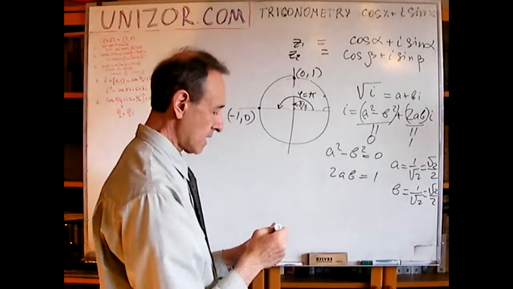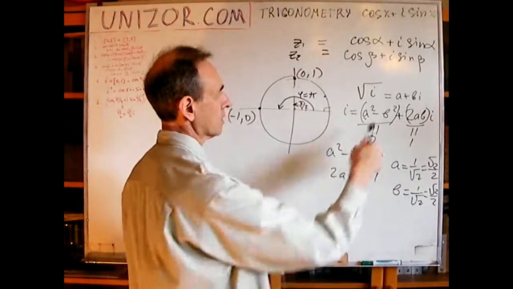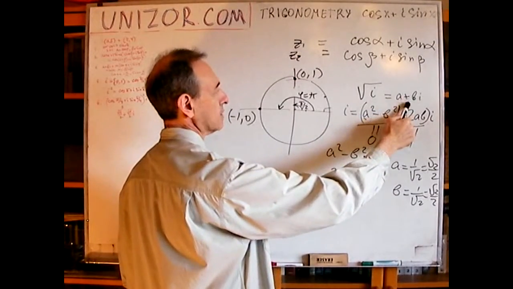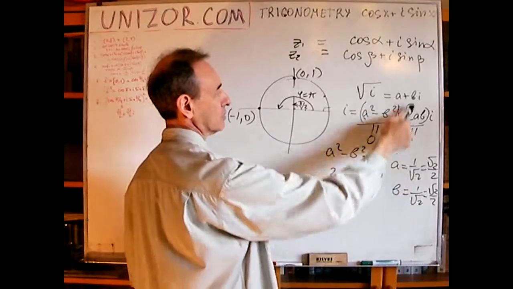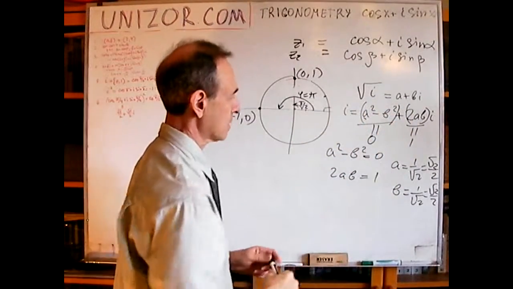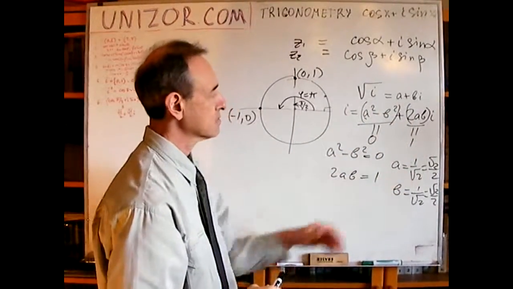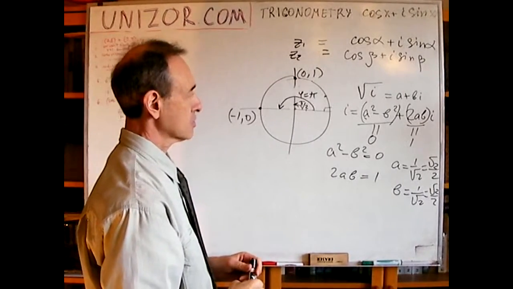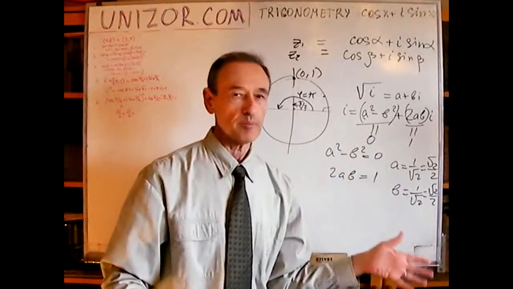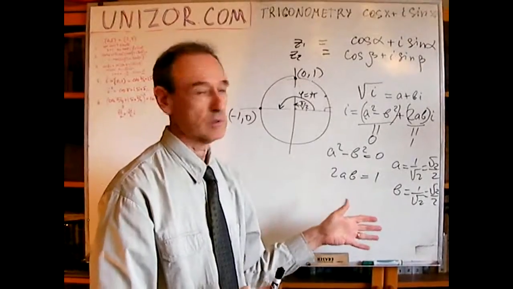Actually, with the minus sign, it's also true, because I can have both minus 1 over square root of 2 and minus, and the square will be exactly the same. But let's concentrate on this solution. It's not a very complicated solution, but it's a solution, right?